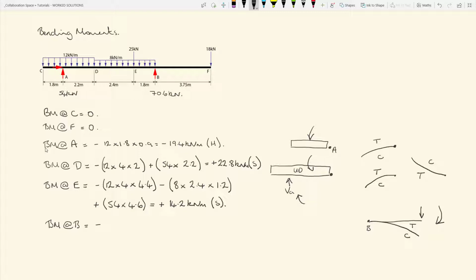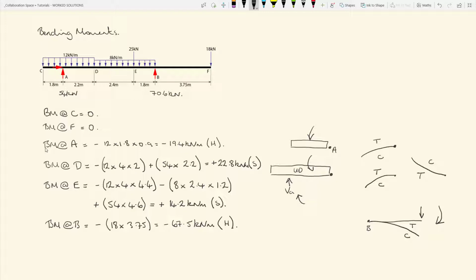So tension in the top gives a hogging moment, and that is negative bending. So it's minus 18 times 3.75, and that equals minus 67.5 kilonewton meters. And as I say, that is a negative bending moment, so it's a hogging moment. It's a hogging moment over the top of the support.